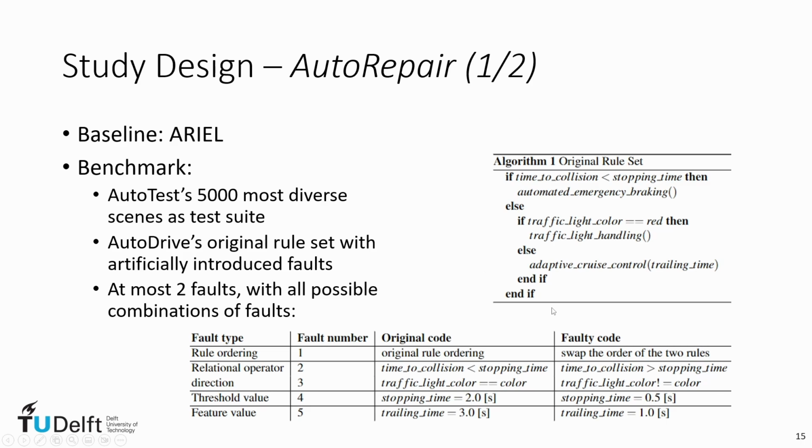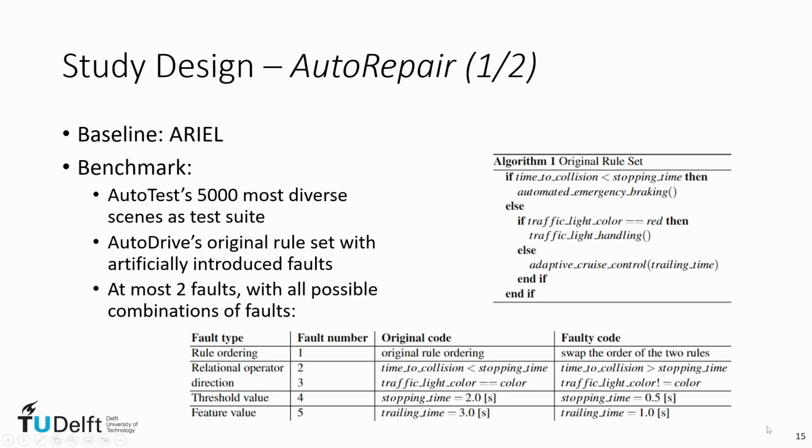So here is the pseudocode of the original rule set. We have 2 statements here. If the time to collision is less than the stopping time, then we should do automated emergency braking. Otherwise, if the relevant traffic light color is red, then we need to do traffic light handling management. And otherwise, if there's nothing like that, we're just going to do some adaptive cruise control with the trailing time, which is a parameter. So we're going to introduce at most 2 faults with all possible combinations of faults. So we're going to exhaust all kinds of faults.